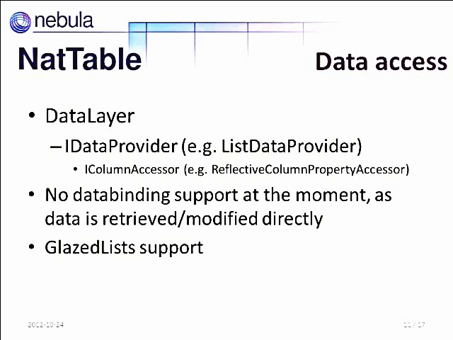GlazedLists is an implementation of lists that claims to be more performant than the native list implementation, and it also supports an event mechanism. What you don't have if you're using the native list in Java is events. So if you're removing an item or adding new items, you don't get notified. GlazedLists adds this event mechanism, so you notice when the data is changing, or when the list itself is changing.